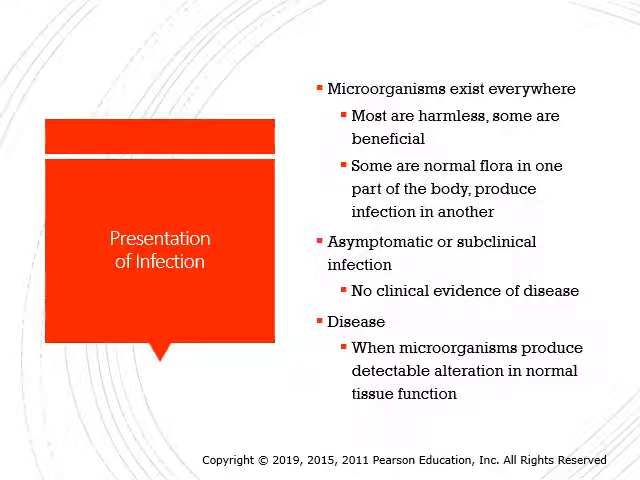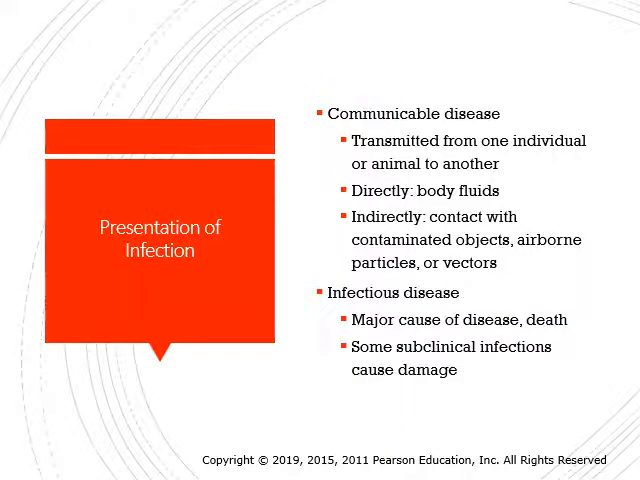Infection can be asymptomatic, so there are maybe no symptoms of infection, or subclinical infection, which means there's no clinical evidence of disease. A disease state is when microorganisms produce detectable alteration in normal tissue function. Okay, a communicable disease. Communicable diseases are transmitted from one individual or animal to another.